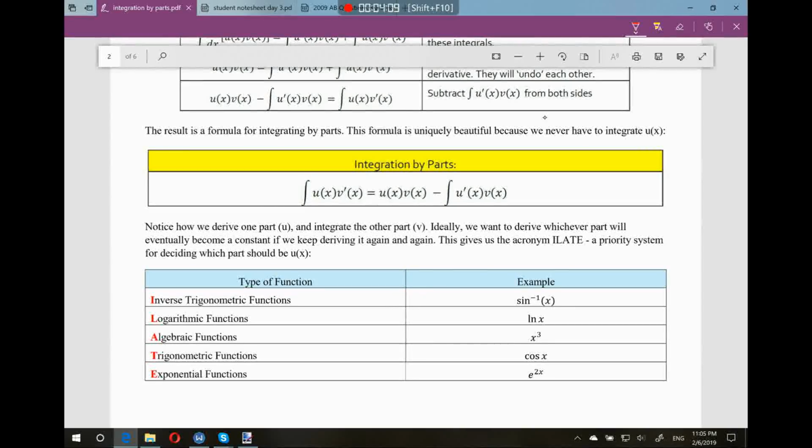Same thing for logarithms. We will get a formula for the integral of natural log of x using integration by parts, but we can't integrate it directly without this method. So that should be our next priority for u. Algebraic functions, those are polynomials. If you've got any kind of algebraic function, when you keep deriving it, it'll eventually become a constant and go away, which is what we want. Trigonometric functions don't go away, and exponential functions won't go away, no matter how many times we derive them. Okay, so let me throw up an example really quick.